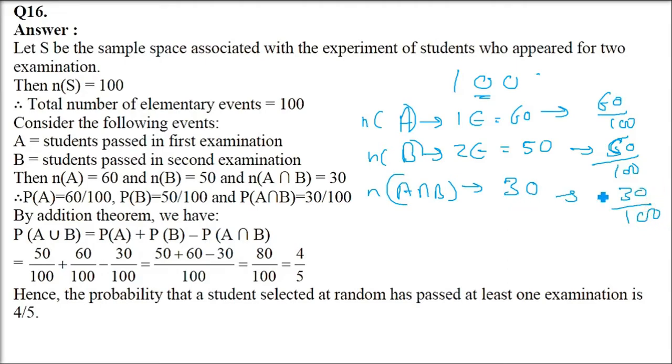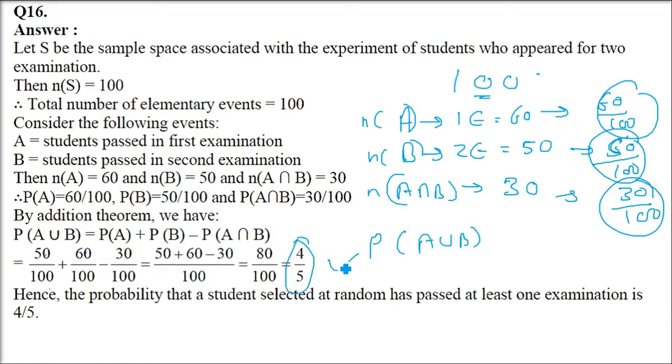So now we have probability of A, probability of B, and probability of A intersection B. Now probability of A union B, because at least one examination means either A or B or both. So A union B is P(A) plus P(B) minus P(A intersection B). Just put all these values and the calculation is in front of you. 4 by 5 is going to come.